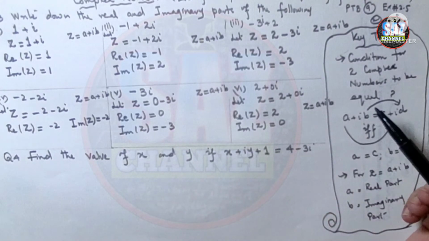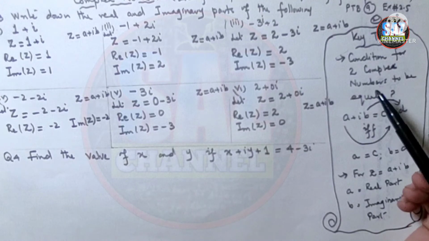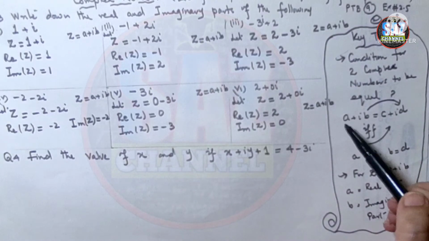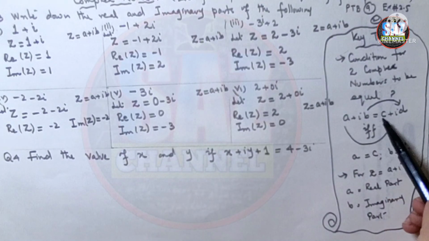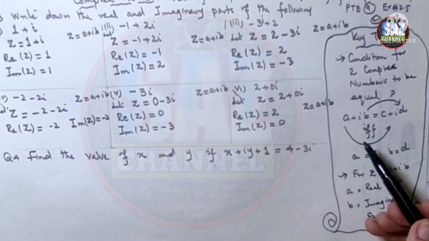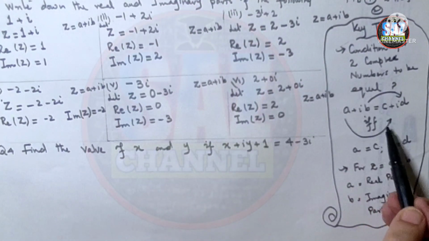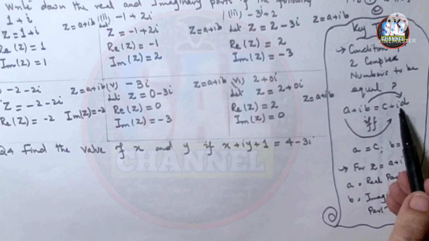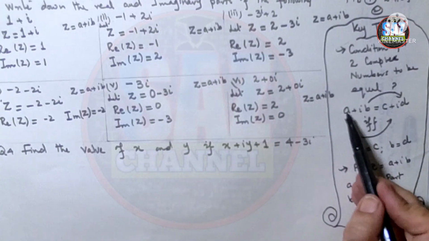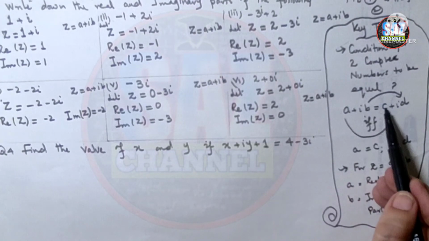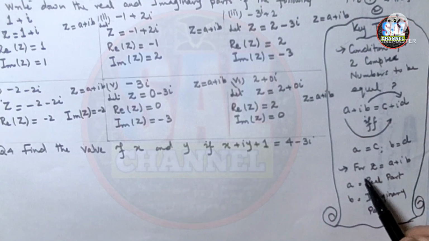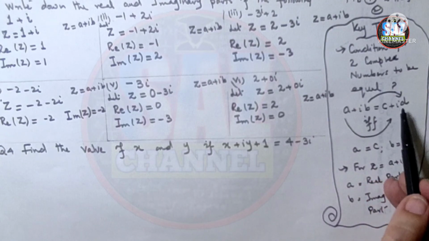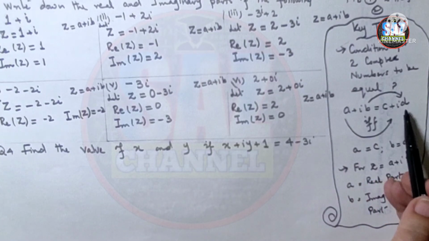Let's first try to understand the condition when two complex numbers are equal. The condition for two complex numbers to be equal is that two complex numbers like a plus iota b and c plus iota d are equal if the real part of the first is equal to the real part of the second, and the imaginary part of the first equals the imaginary part of the second. Like a, which is the real part of the first complex number, is equal to the real part of the second complex number, and likewise the imaginary part of the first equals the imaginary part of the second.